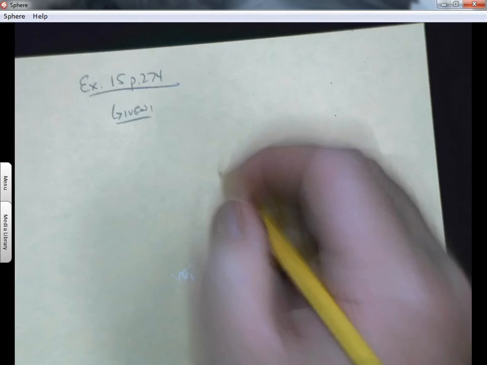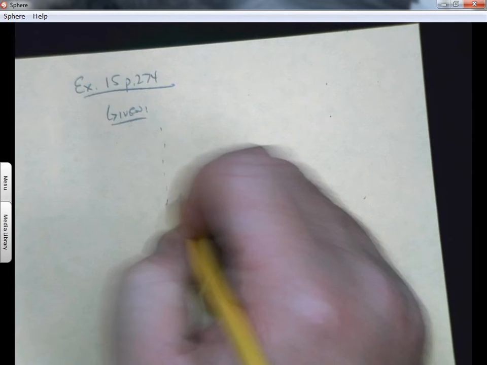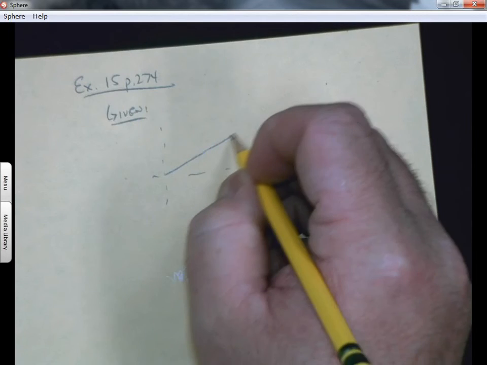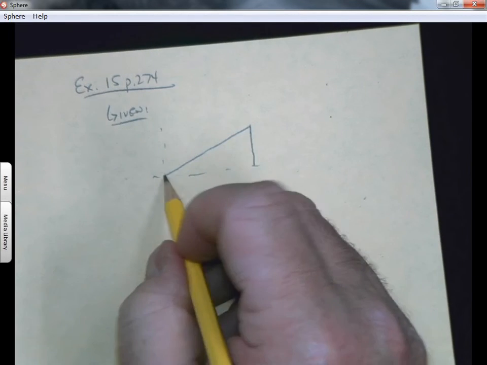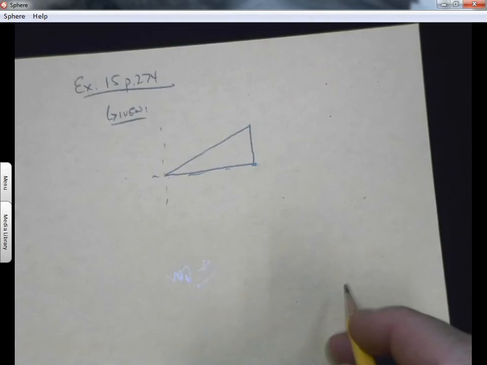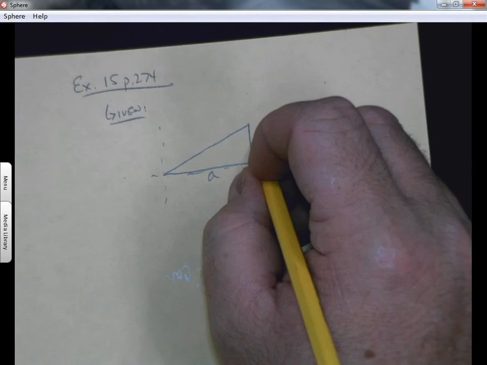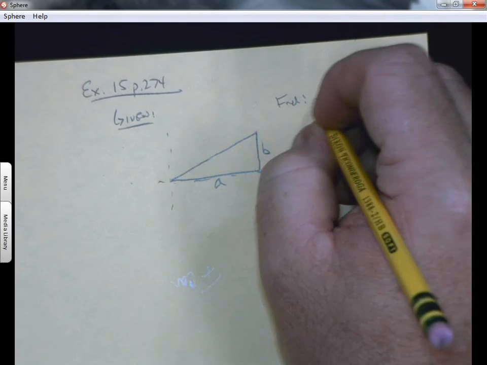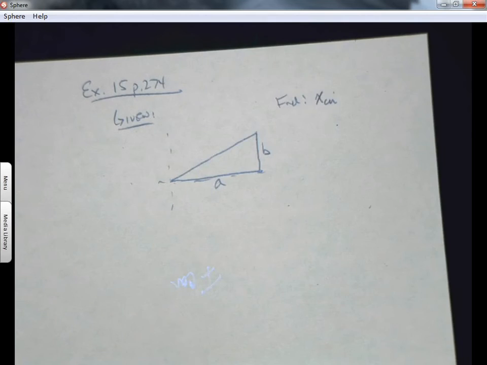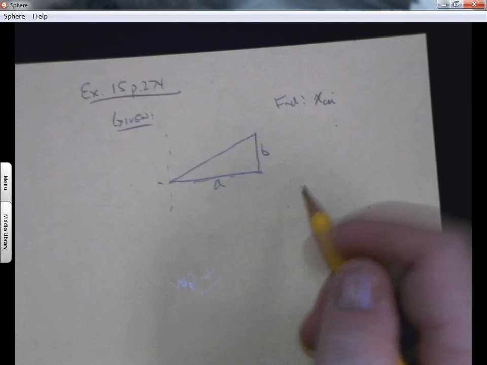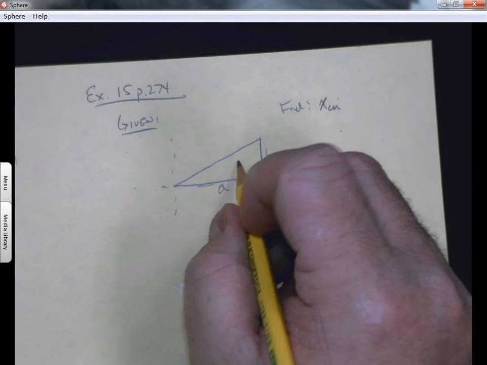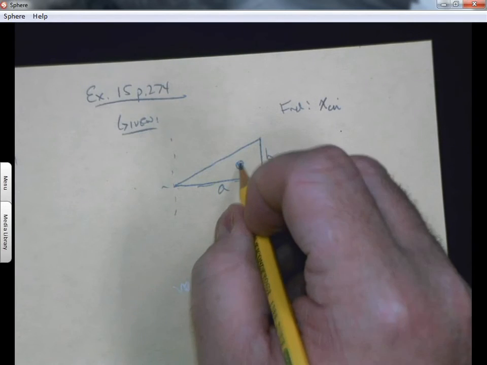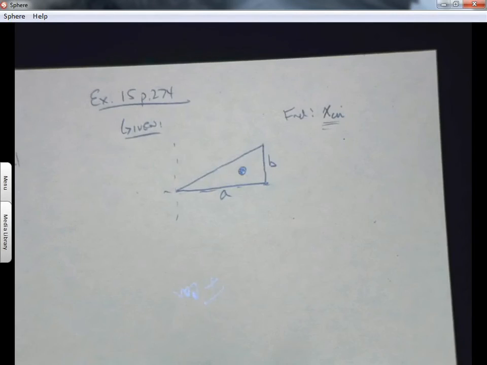Okay, given that we have this shape, this triangle, we want to find the center of mass of our triangle. The triangle has sides A and B. We want to find our center of mass. Alright, so it's going to be in here somewhere. But we just want to find the x value of the center of mass, because finding the b would just be redundant in the other direction.